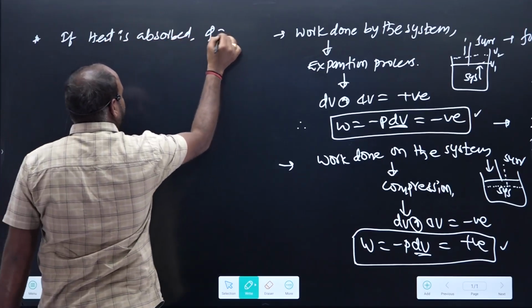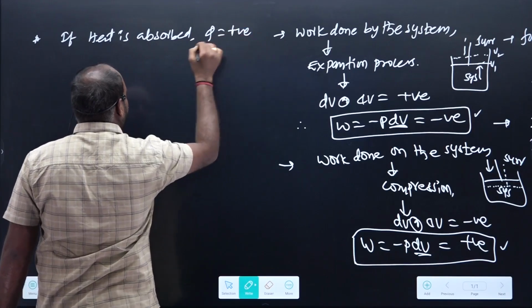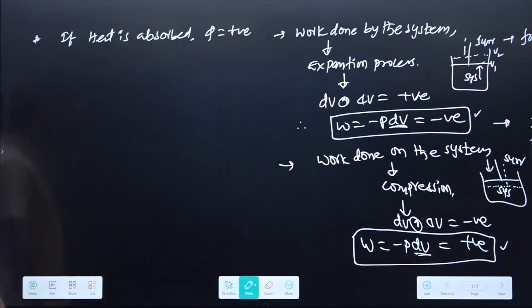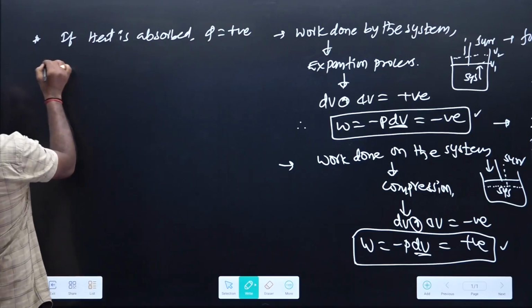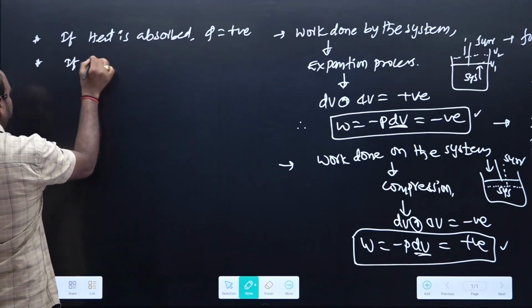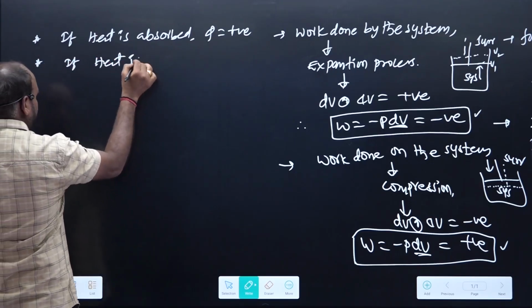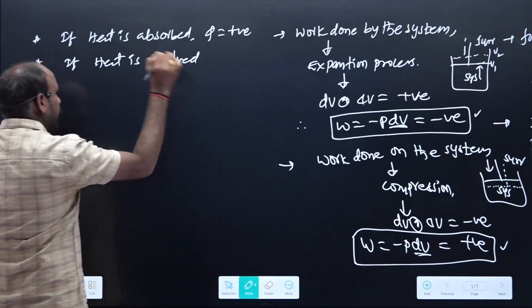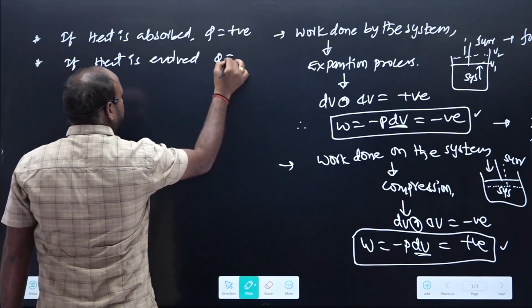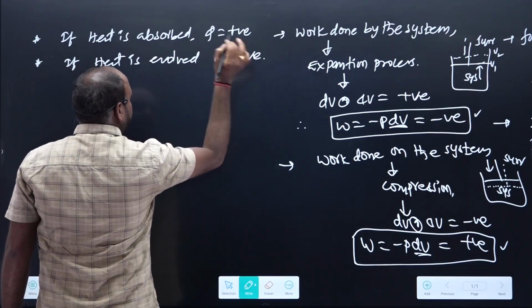If heat is absorbed, write down, what about Q? Positive. Who is absorbing? The system is absorbing. Heat is absorbed means who is absorbing? The system, right? If heat is absorbed, Q is positive. If heat is evolved, what about Q? That is negative.